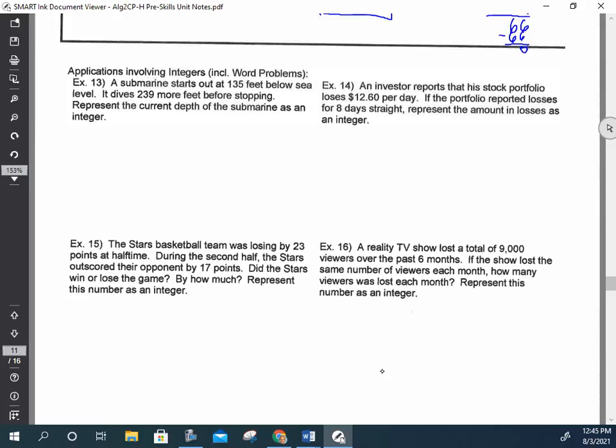Let's see. So a submarine starts out at 135 feet below sea level. So below sea level means you're under the water. So if you think of the water as being 0, if you're below sea level, that means that's a negative number. If you are above the water, that's positive. So 135 feet below sea level means negative 135.